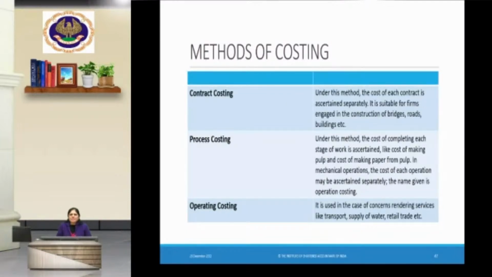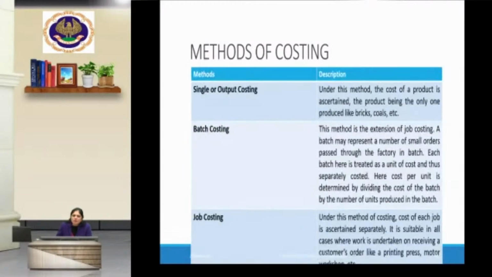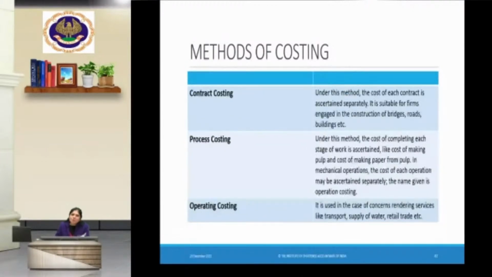Contract costing is basically under the construction business. So per contract, let us say the government has given a contract for construction of a road, a building, a highway, or an underpass. So it's basically relevant for a construction contract. Every method of costing is a separate unit in your cost and management accounting, and you will be studying these in detail. Single or output costing, batch costing, job costing and contract costing are each a separate unit.